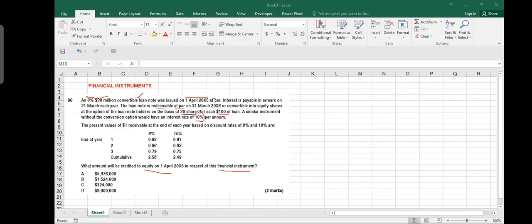We already know that convertible bonds, because they give the option to get cash or shares, are more attractive, therefore their rate is always less. A similar type of bond without conversion is 10%. Our bond is convertible, so we give 8%. So now you've got only two interest rates to consider. 8% is your coupon rate.